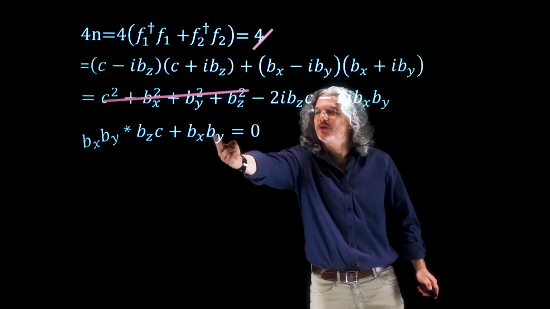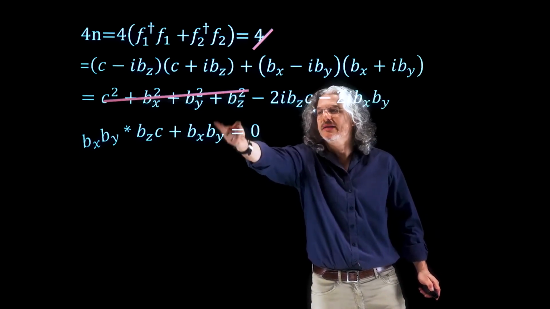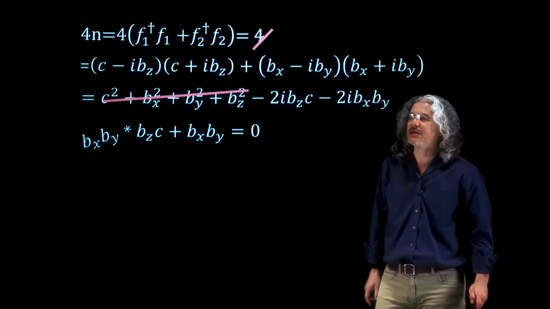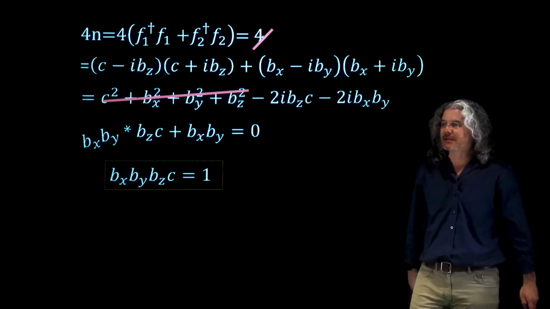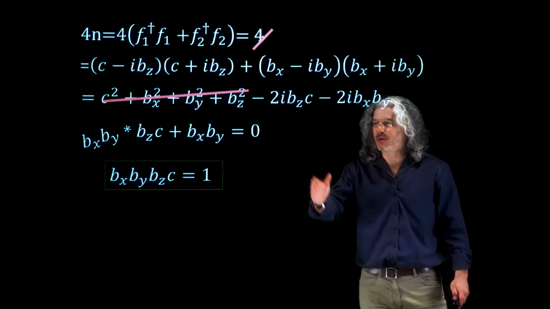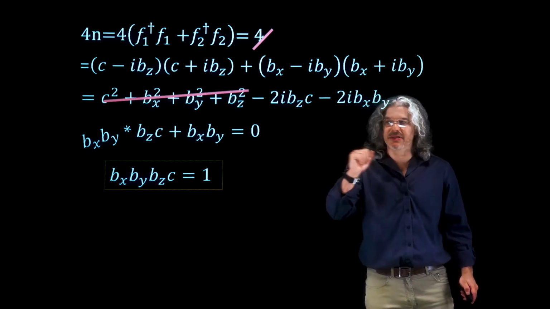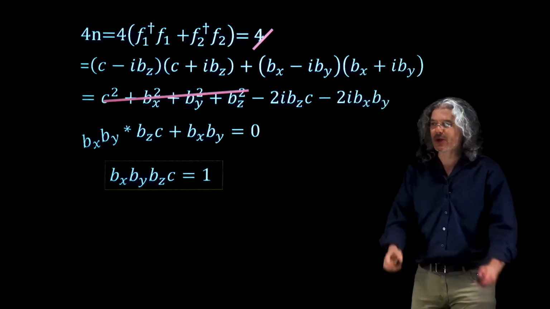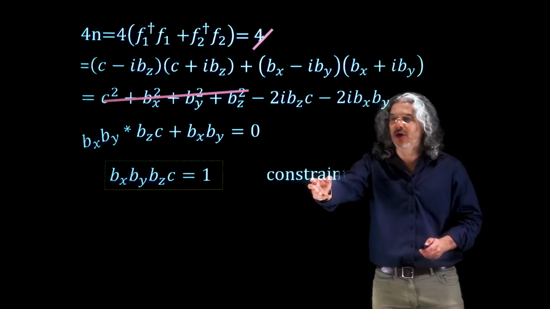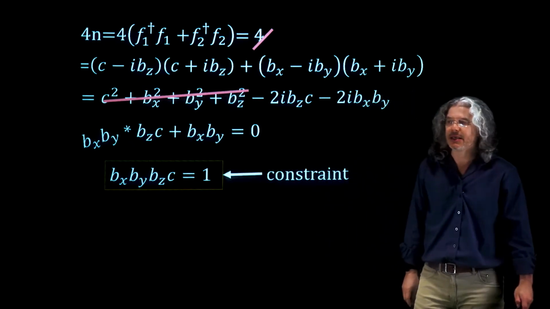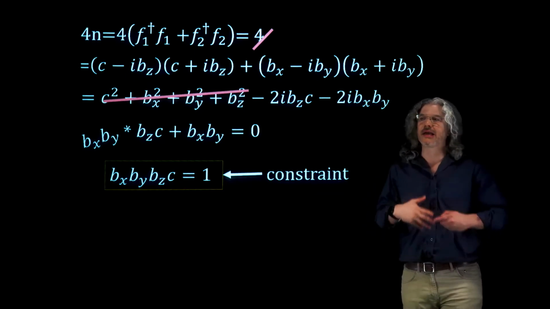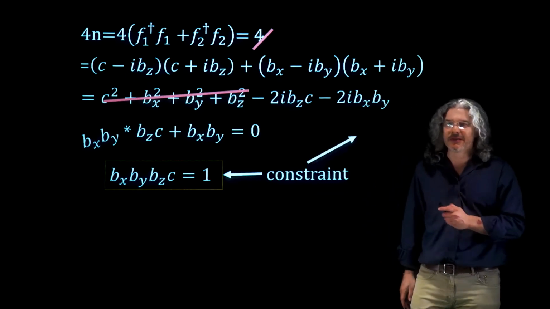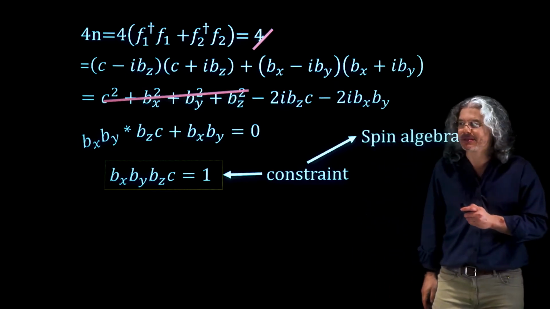I will exchange the position of BX and BY here, and use again the fact that BX squared is equal to 1, BY squared is equal to 1, and I get this result, that BX times BY times BZ times C has to be equal to 1. So when I fix the charge, I get this constraint in the system. And the nice thing is that with this constraint, I get for free spin algebra. So let's see how that happens.